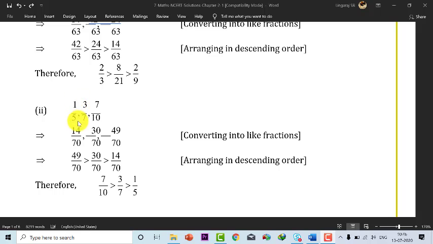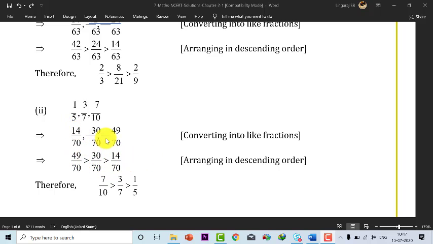So 14 into 1 is 14, 10 into 3 is 30, and here 7 into 7 is 49. So here we convert the given fractions into like fractions. Then with the help of these denominators we are going to write them in descending order. Out of the 3 fractions, 49 by 70 is the biggest one, so we write that first, and in second place 30 by 70, and third one is 14 by 70.